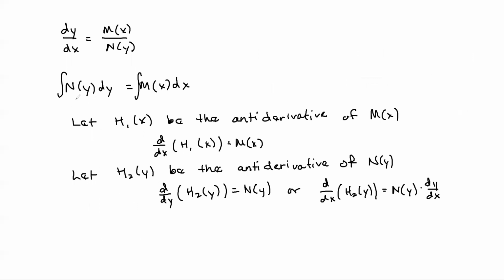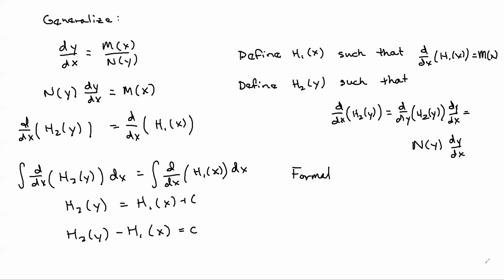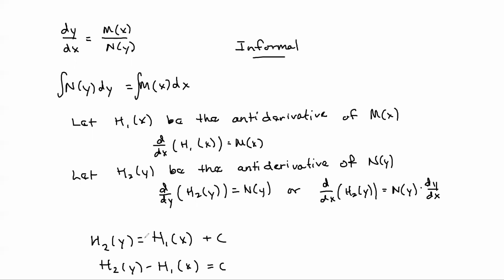This enables us to say that if h2 of y is the antiderivative of n of y, then on the left side we're going to get h2 of y. And if h1 of x is the antiderivative of m of x, then we're going to get h1 of x on the right-hand side plus c, and we end up getting to the same place using our informal set of steps. So this proves that the informal set of steps gets us the same answer, where we end up using the same conditions throughout. And so we can replace our formal set of steps with our informal set of steps. This basically justifies the simpler technique for solving separable equations.